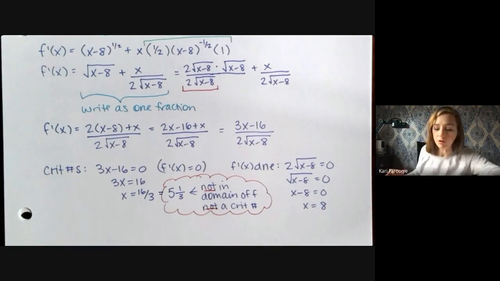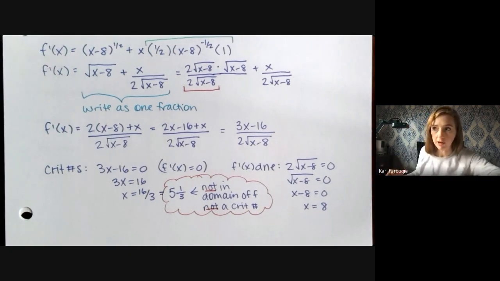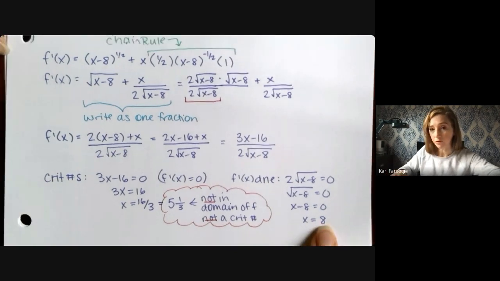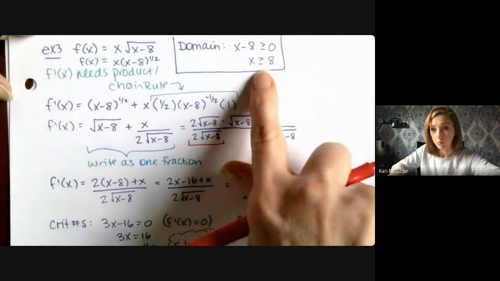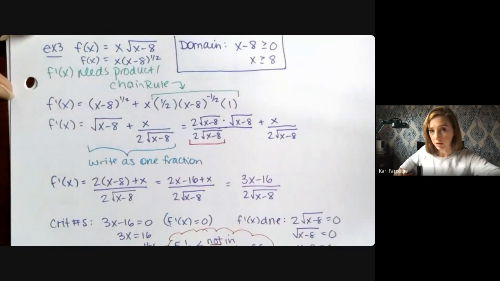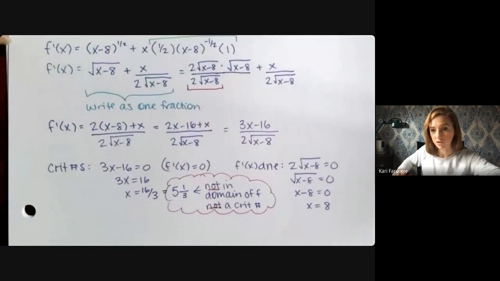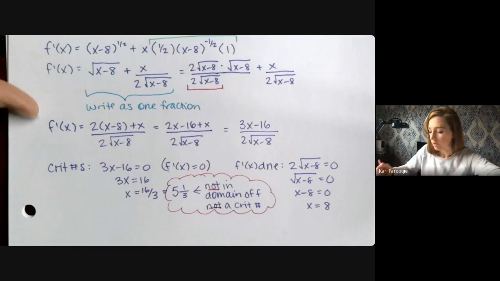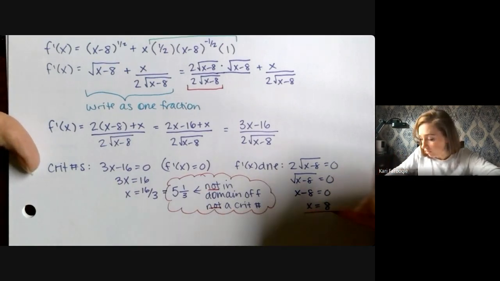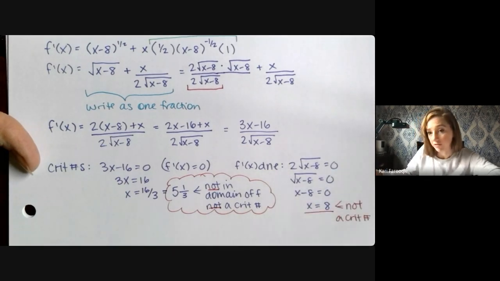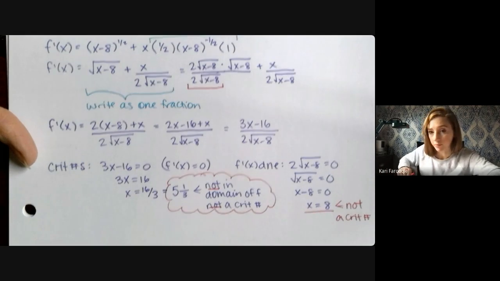Remember that critical numbers are going to occur when you have some sort of local neighborhood around them. Well, if this is the first value that could possibly exist in your domain, that means that there are no values to the left of 8 that are even included. So we're going to use this, but it's not a critical number because it's the endpoint of your interval.